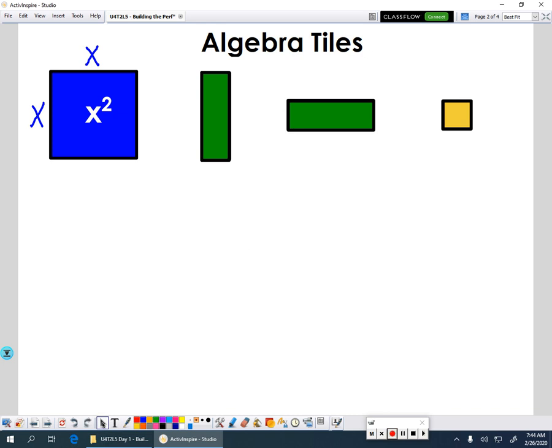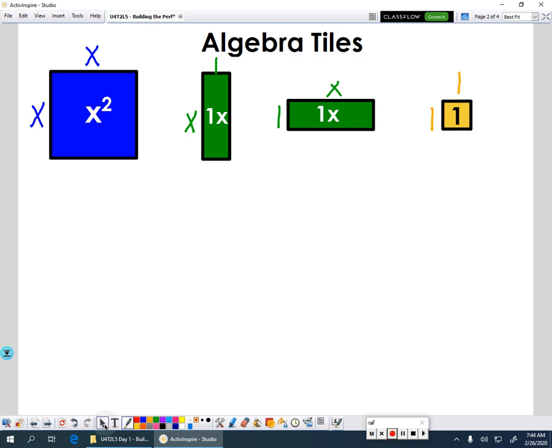Now these green rectangles have an area of 1x. The long side is the same length as our blue square, so this side is represented by x, but the short side is represented by a 1 because it's 1 unit. So if we find the area, 1 times x gives me an area of 1x. And then finally we have this little yellow square. That represents an area of 1. So the length of 1 and the width of 1 would give me an area of 1.